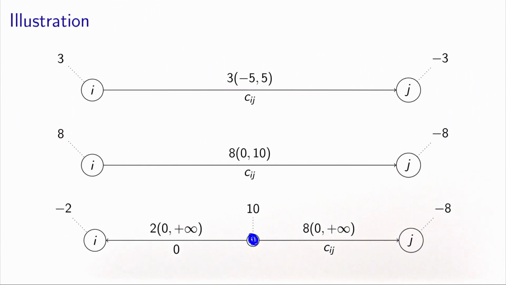Now the slack, the excess of flow, that is 2 units of flow, will follow the slack arc here. But it means that the global flow which must reach node I is not the same anymore.